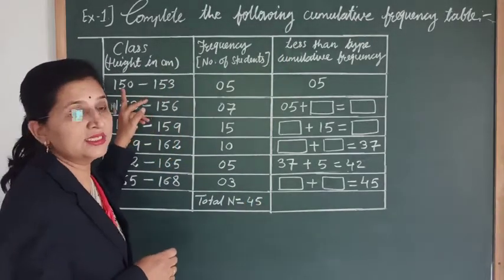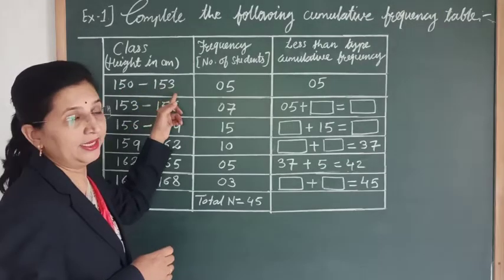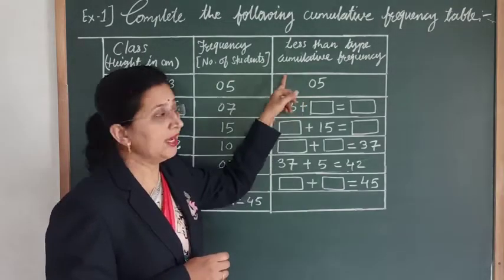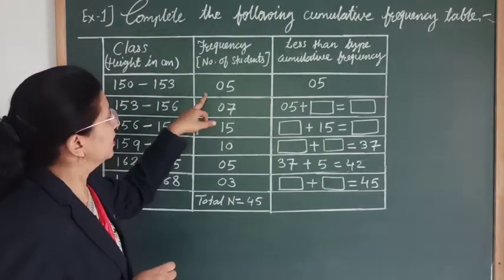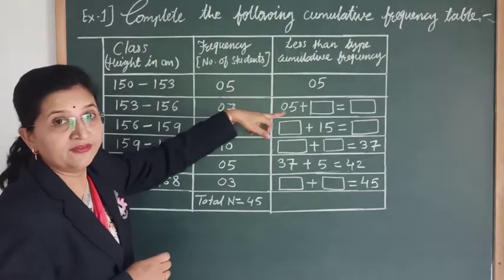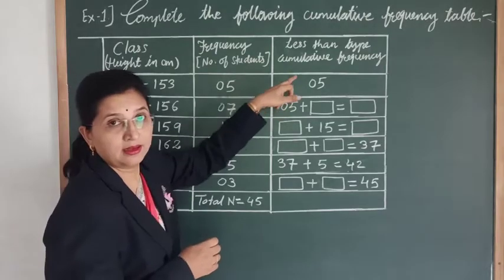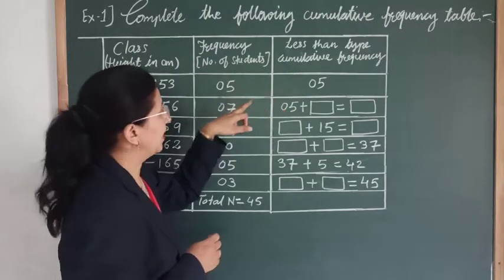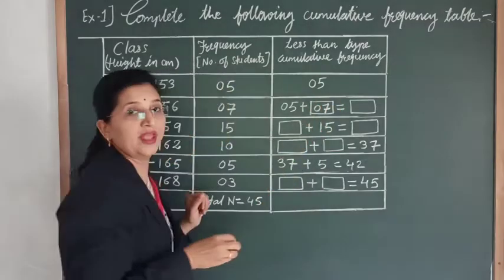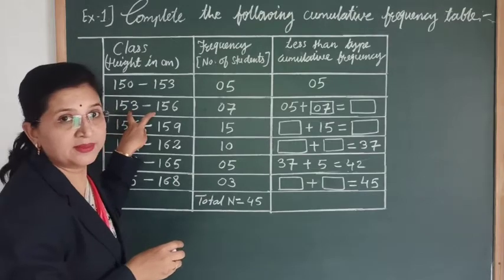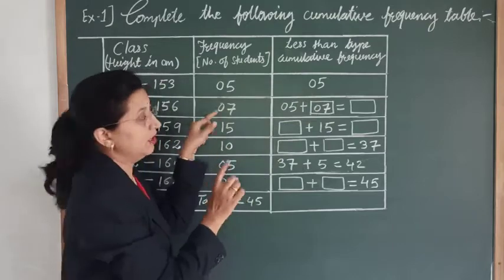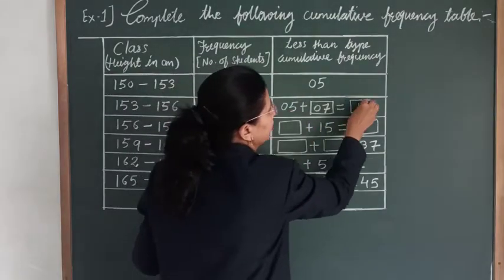Now for the first class, 150 to 153, the number of students is 5. So here it will be as this. Now for the second class, the number of students is 7. Its cumulative frequency will be the cumulative frequency of the previous class plus the frequency of the given class. So its frequency is 7 and the previous is 5, so 5 plus 7 is 12.